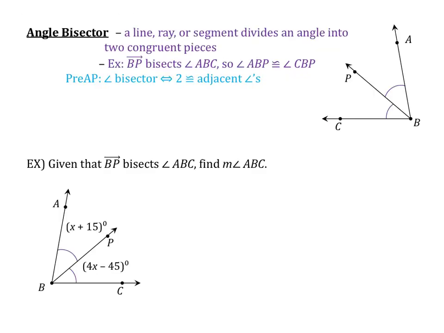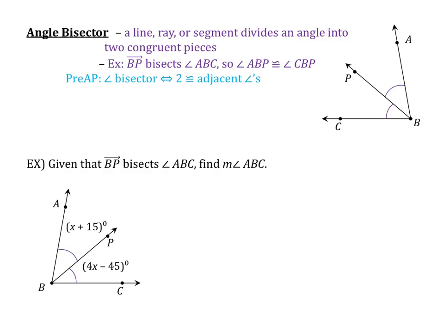Now let's talk about an angle bisector. An angle bisector is much like a segment bisector. The bisector cuts the angle in half, leaving us 2 congruent pieces. Whenever we have congruent angles, we add in little arcs like such to each of the angles to show that they're congruent. So now let's try an example.